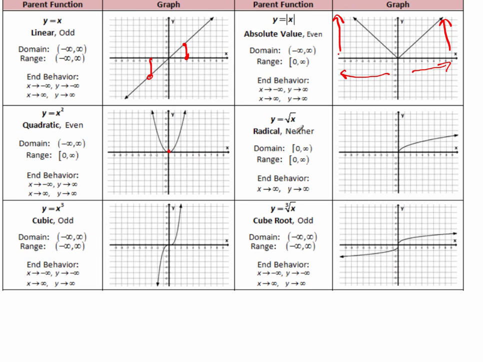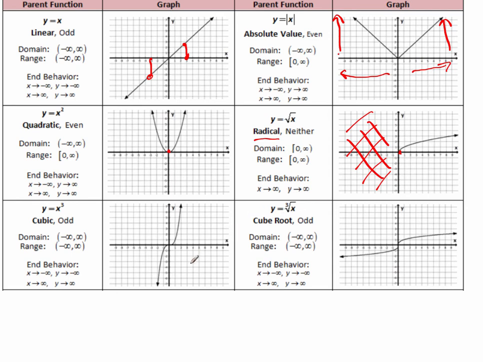Now the square root function, we're going to call the radical function. No, it's not even, it's not odd. It has a domain from 0 to positive infinity. I know it looks like there might be an asymptote there, but there's not. The range is from 0 to positive infinity as well. We don't even talk about anything when x is negative. That doesn't make any sense in our graphing.